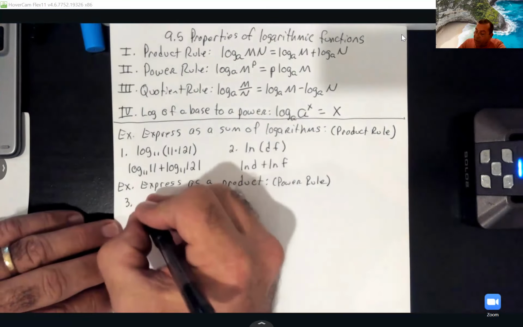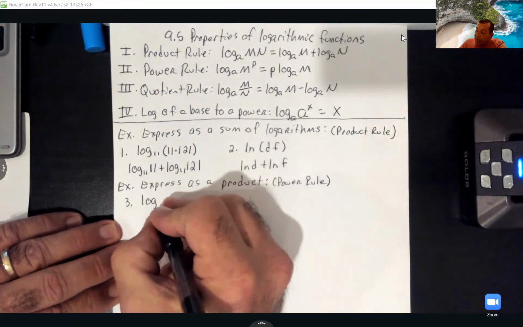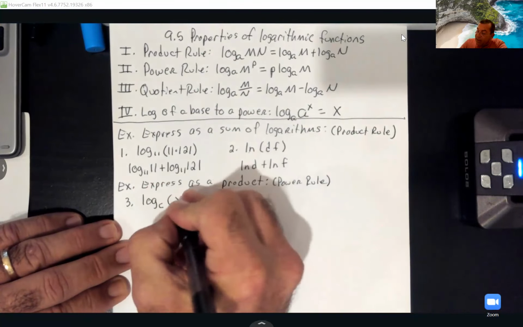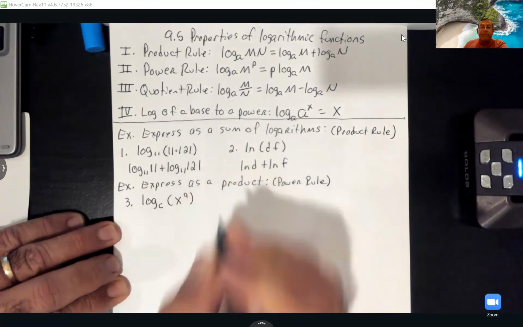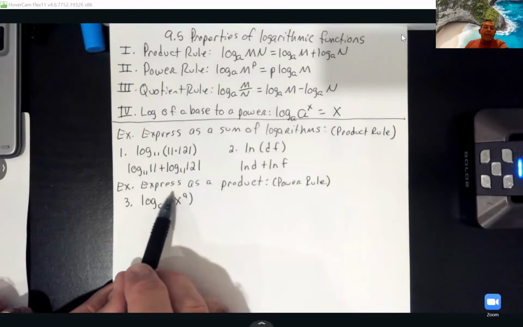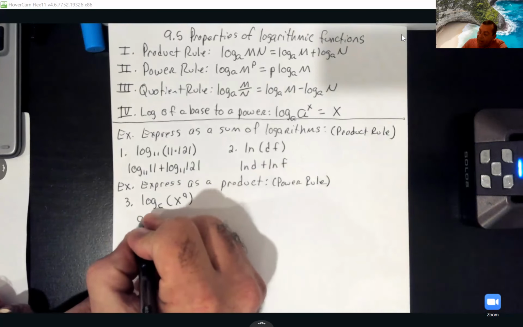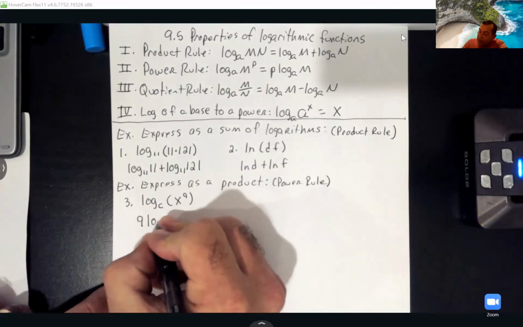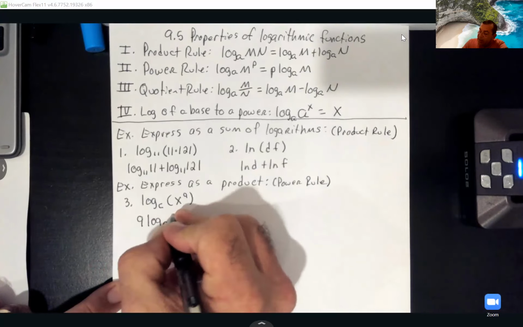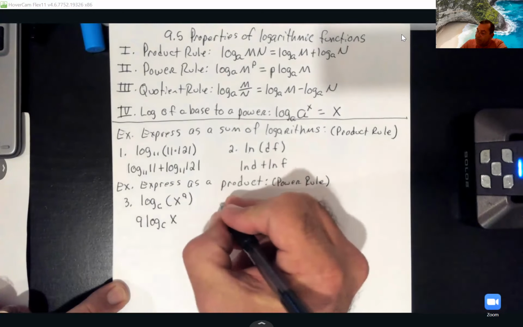Okay, so number 3, we got a log base c of x to the 9th. So all I got to do is take the 9, bring it down to the front, so that this will give me 9 times the log base c of x. I've got my product, so we're done.